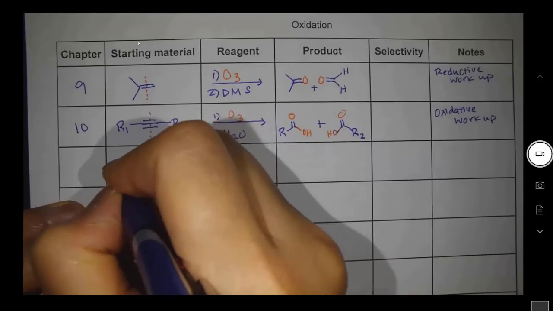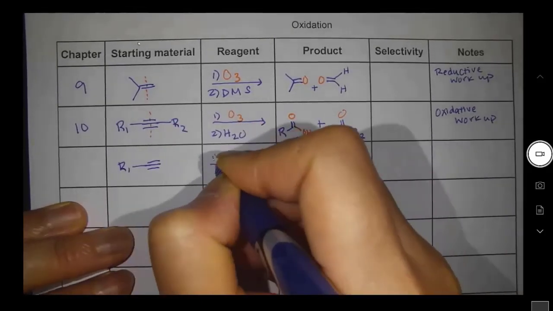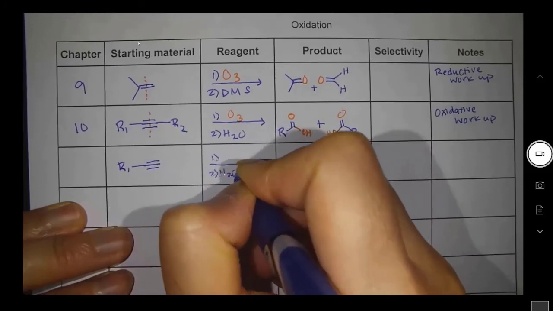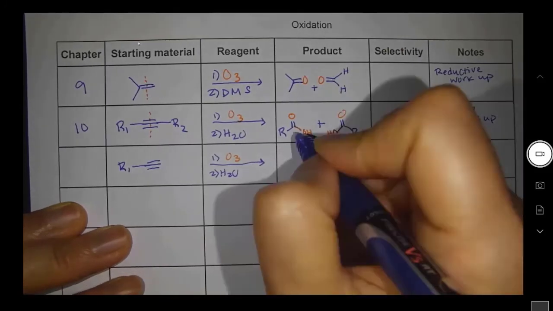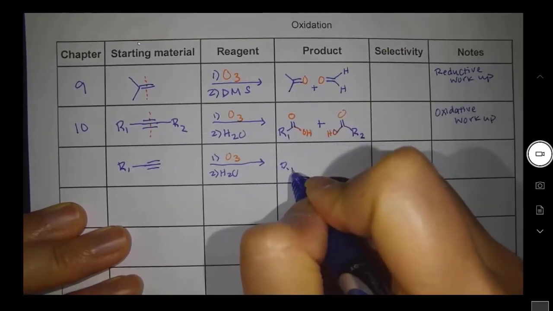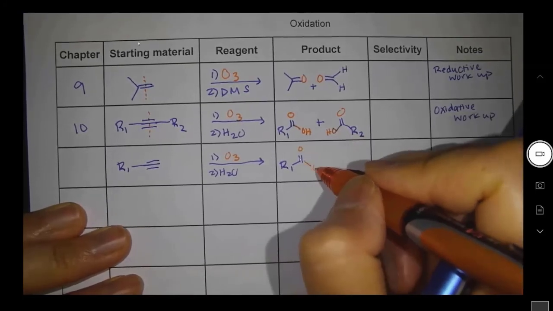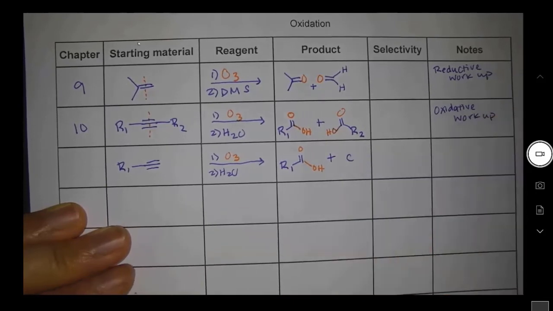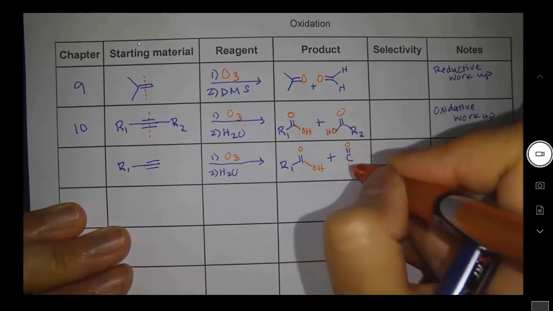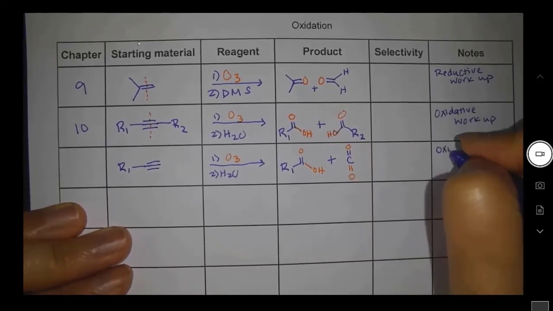If you have a terminal alkyne, so one that's on the end, and we do the same reaction, we end up with 1 carboxylic acid and then CO2. This is also the oxidative workup.